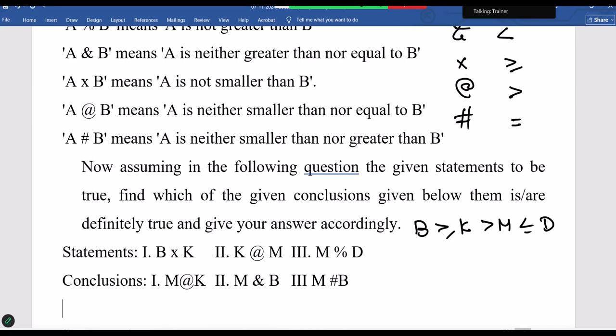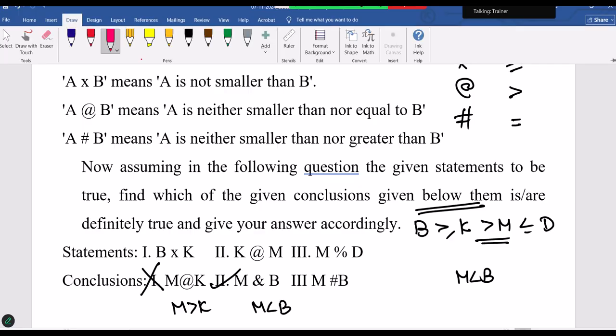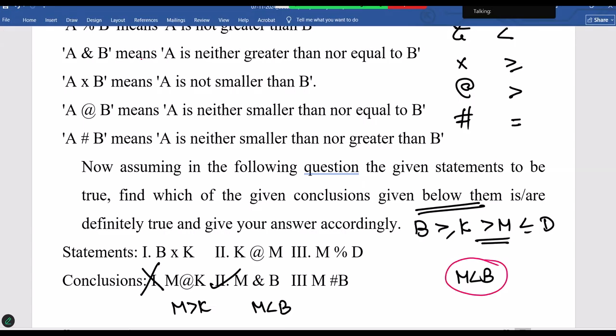Let's see the conclusion. M greater than K. Here, K greater than M, so M greater than K is wrong. M and B, M less than B. Here the symbol means less than only, correct. Next, M hash B: M and B are equal? No. M is less than B, so M and B equal is wrong.